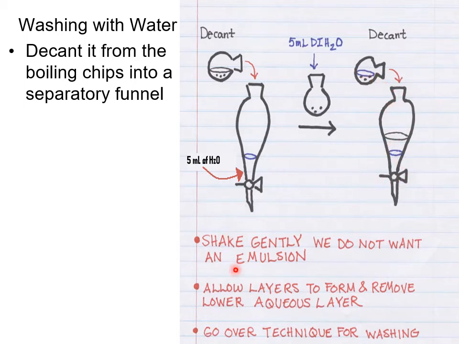You want to shake it gently because you might end up forming an emulsion, and that just means that there's bubbles of one liquid in the other, and sometimes that can take a very long time to go away, right? So you want to be careful with that. Allow the layers to form and remove the lower aqueous layer. And then go over technique for washing, right? So you would just wash it a few times, right?